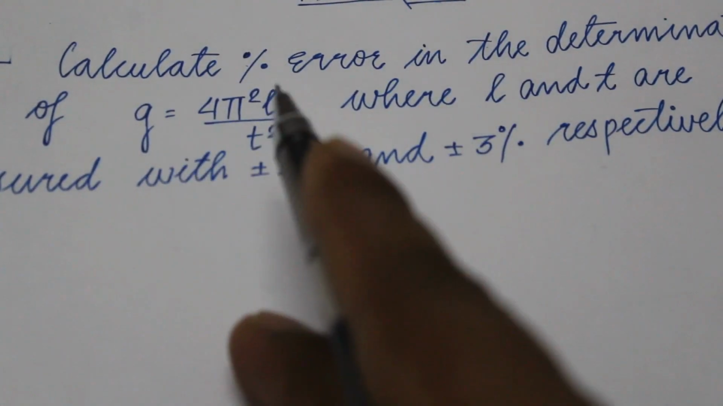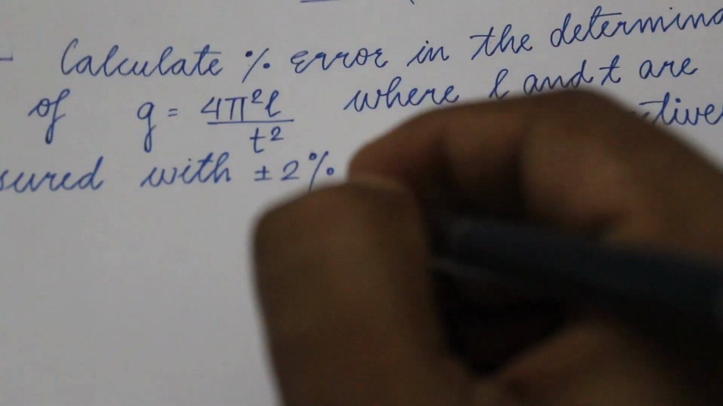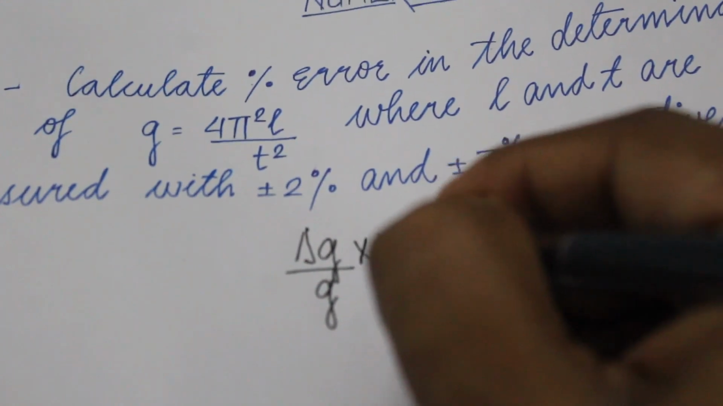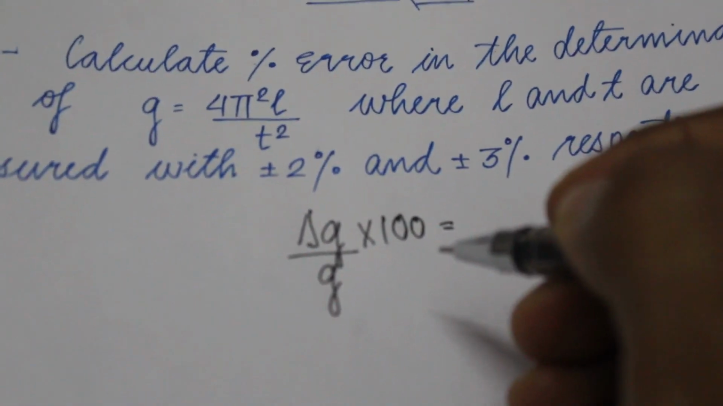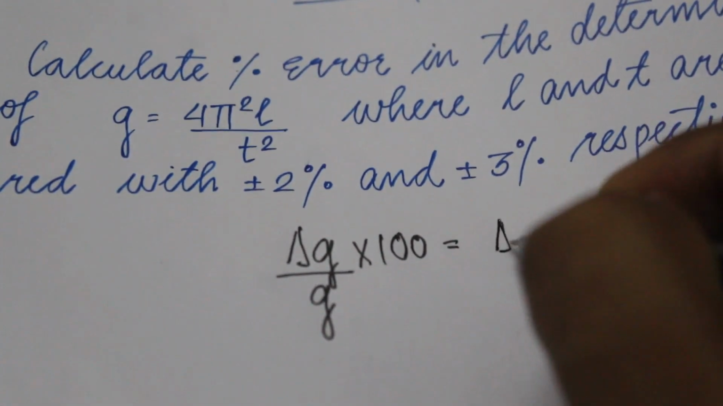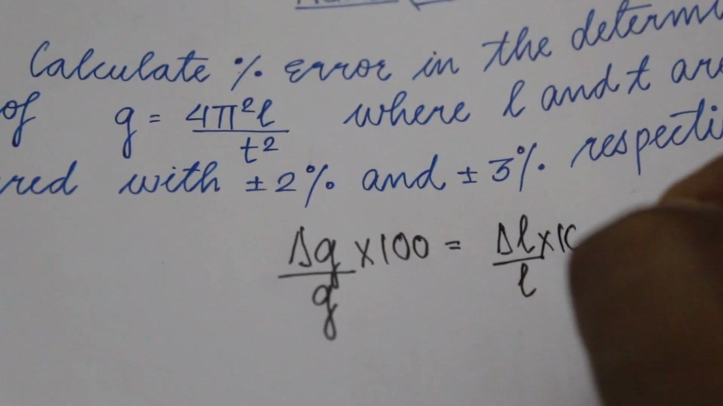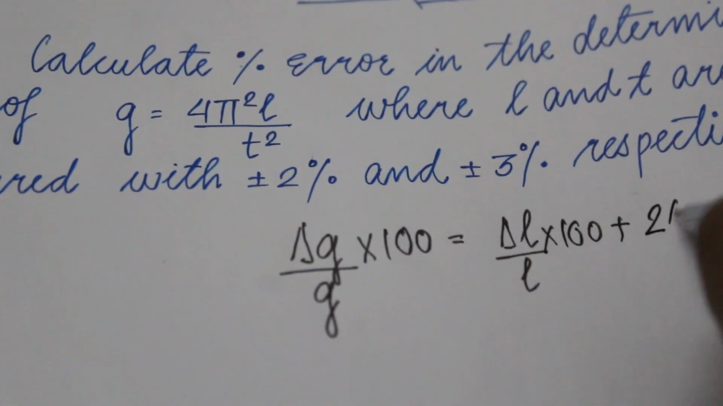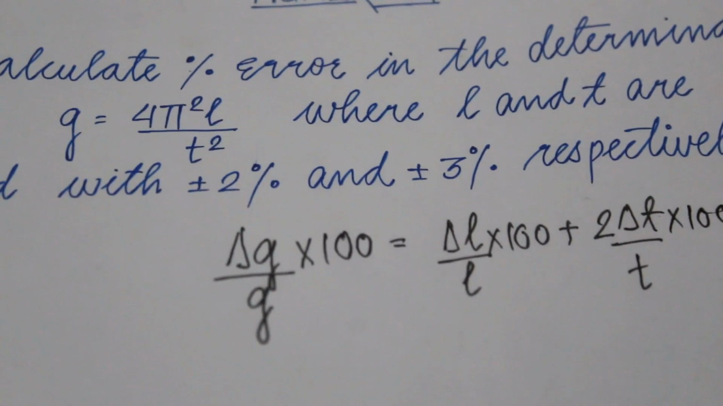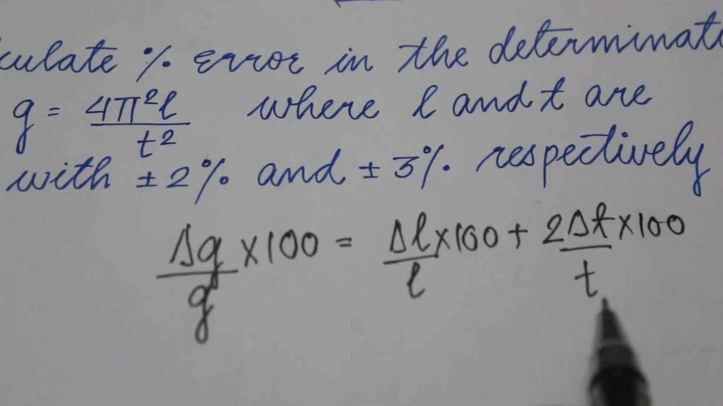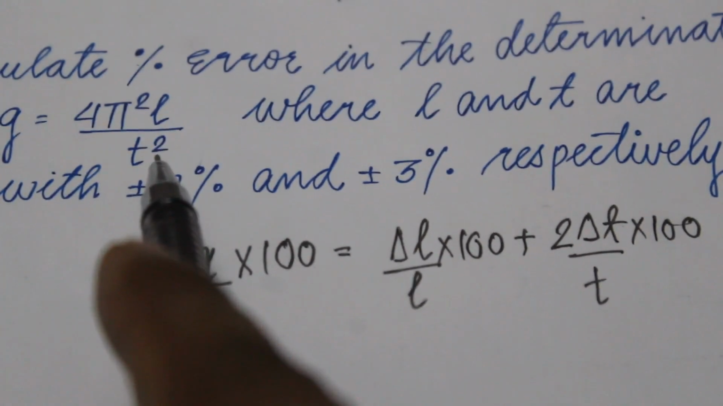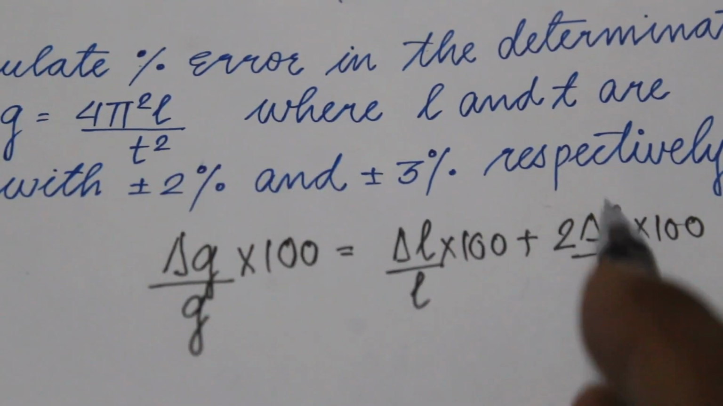Here 4 pi square is a constant, so we neglect it. So we'll write delta g upon g into 100. This is the way of finding out percentage error in g. Here L and T are in quotient, so we'll write delta L upon L into 100 plus 2 delta T upon T into 100. Now why have I written 2 delta T upon T? This is because there is a power, T square, and as we have already discussed, whenever there is a power we multiply it in the error.